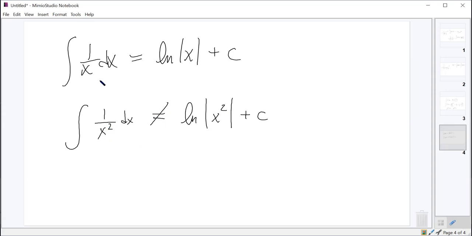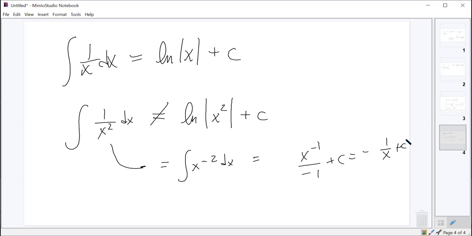This thing in the denominator has to be just a single variable in order for us to integrate it to become natural log of the absolute value of that variable. This should be the integral of x to the -2 dx, which we use the power rule on. We'll go up to -1 and divide by -1, to have negative 1 over x plus our constant. Everybody good with that?